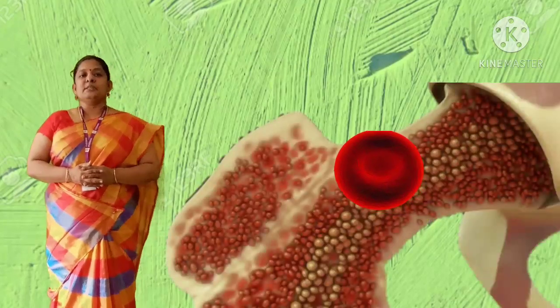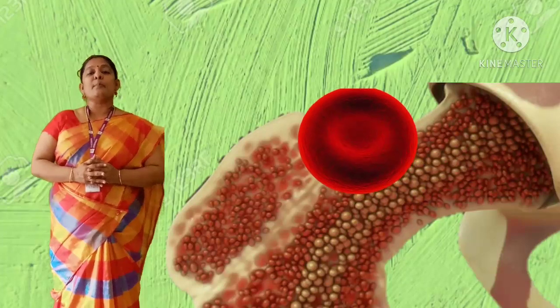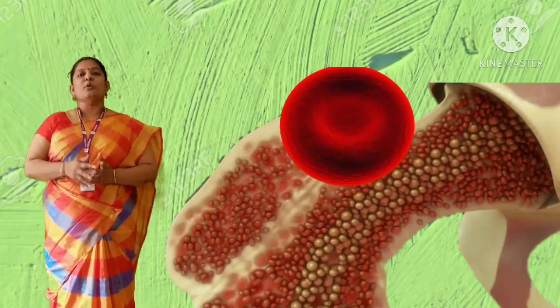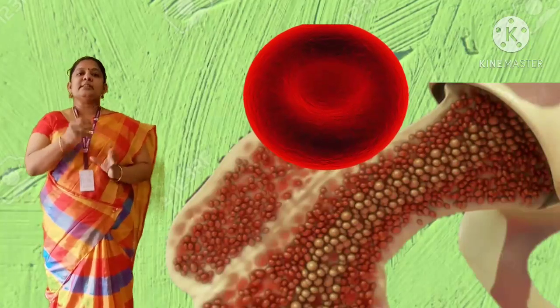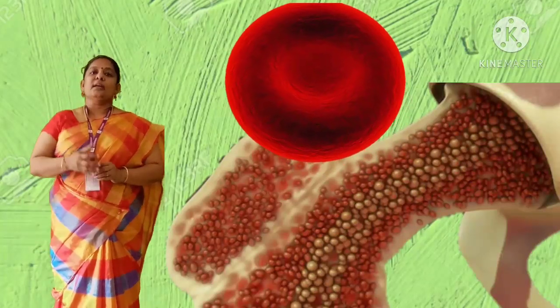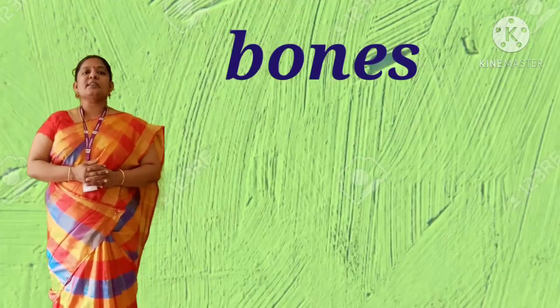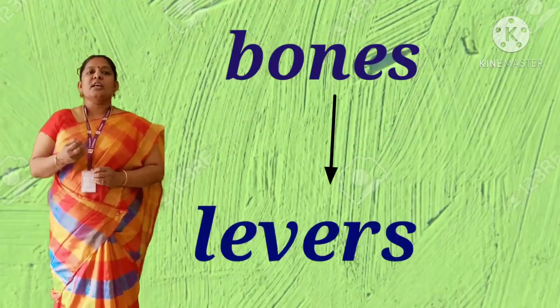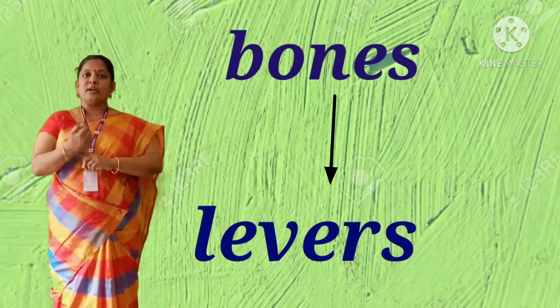The next function is RBC production. RBC, or red blood cells, are produced in the bone marrow. What is bone marrow? If you break a bone and see its cross section, inside there is a soft tissue, that is called bone marrow. The bones of the skeletal system act as levers for muscular action. Yes, the bones help to move our muscles.